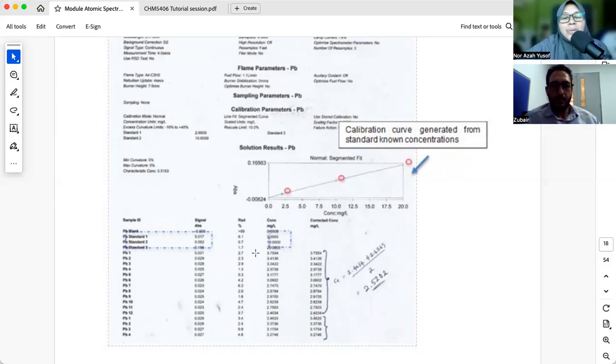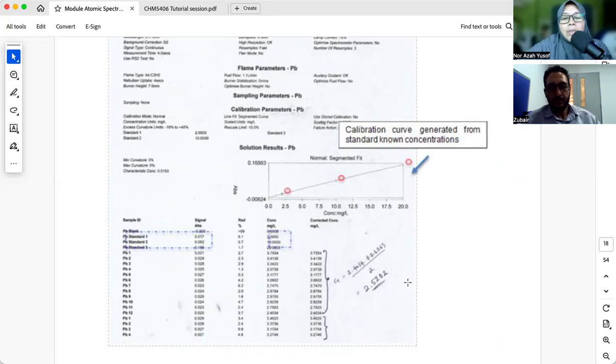So this is the sample. This is the sample that you submit. And the concentration, you see the concentration is in ppm, milligram per liter, will be generated for you based on the calibration plot that is constructed by the standard solutions. So that's why the preparation of standard solution is very important. If you did it wrongly, then this whole value will also be wrong.